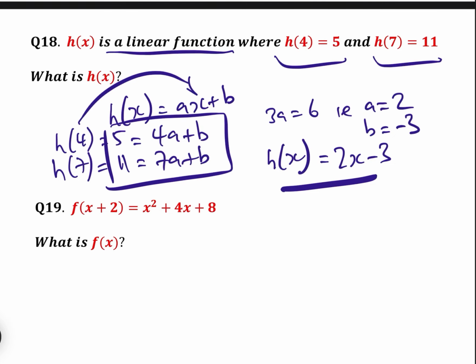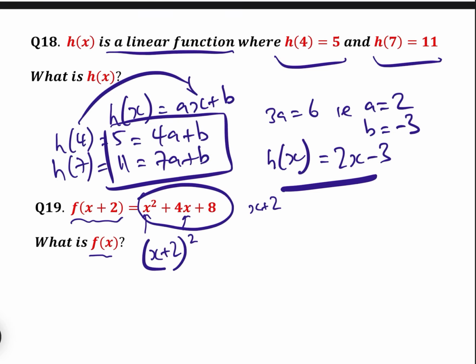Question 19. Now this one is a little bit of a tricky one. They're giving us f of x plus 2, and they need us to find f of x. Always, what you have to do is put this function in the form of x plus 2's, instead of x's. So basically, we need to complete the square on this one. So that is x plus 2 squared plus something.